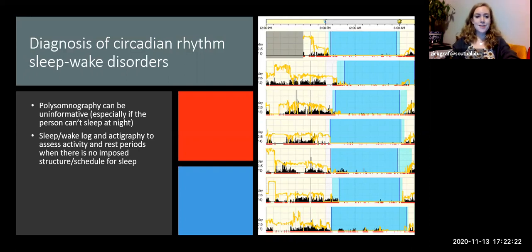So the way that we diagnose these disorders is through someone keeping a very detailed log of when they're asleep and when they're awake, but also through actigraphy, which is basically like a fancy Apple Watch that keeps track of how much someone is moving around. And it can also do things like keep track of body temperature and respiration rate. So it can help show when someone's inactive phase starts.